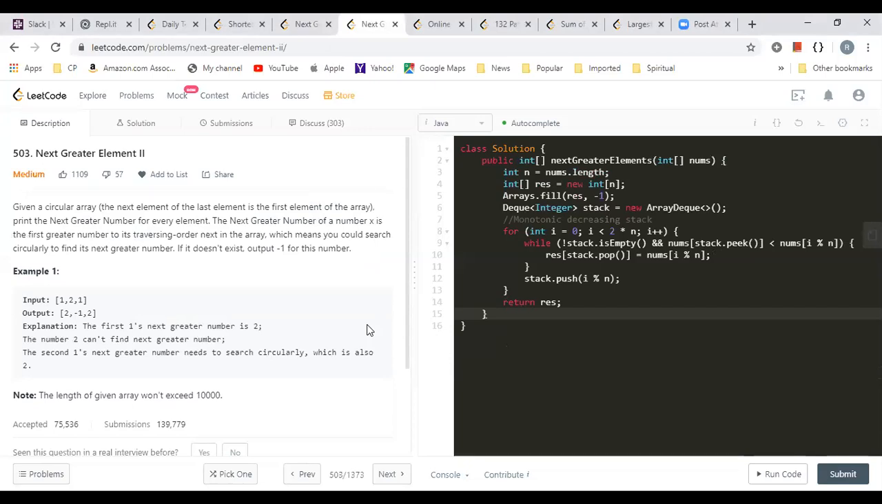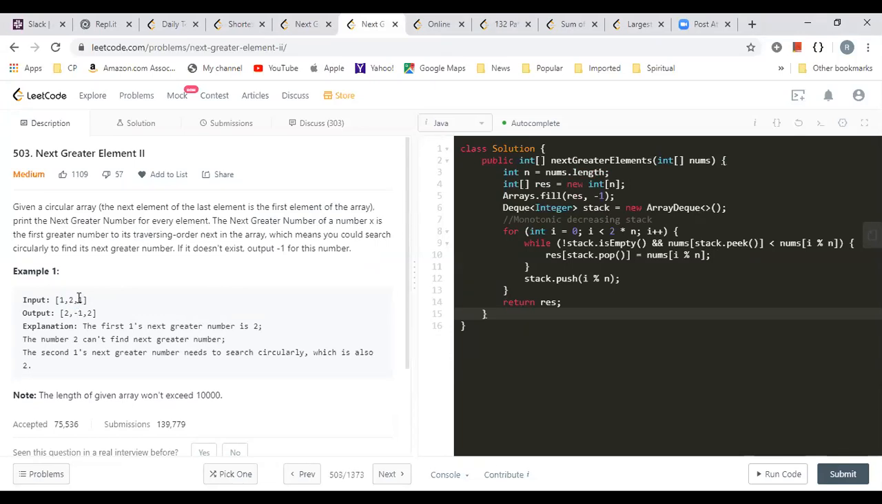So this one is Next Greater Element 2. We also solved this problem last week. It's the same problem, but here you have the circular array. You are still trying to find the next greater element. So for 1, the next greater element is 2. For 2, there is no element actually, so it will be -1.